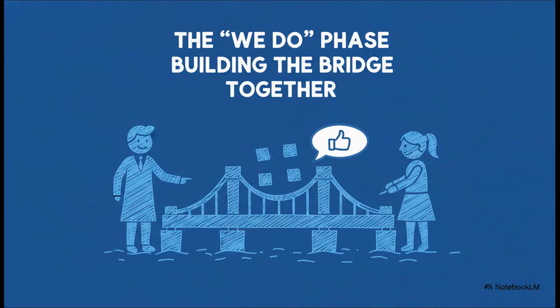All right, now we shift into we do. And honestly, this step is absolutely critical. It's the bridge that gets you from just watching the skill to actually doing it yourself. Students get to practice right there, with the teacher walking around, watching, and giving immediate, specific feedback. The whole point is to catch any little mistakes before they become bad habits. It's all about safe, supported practice.